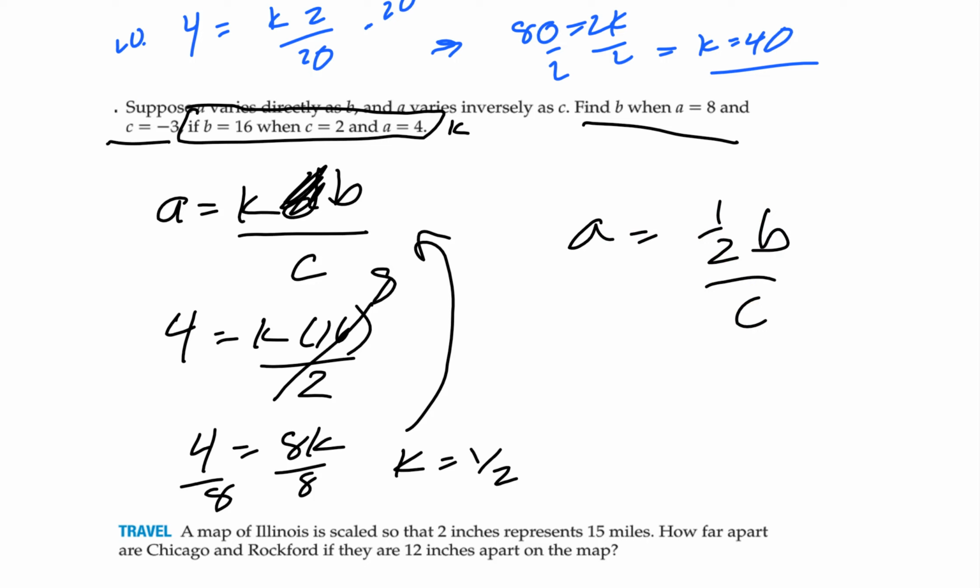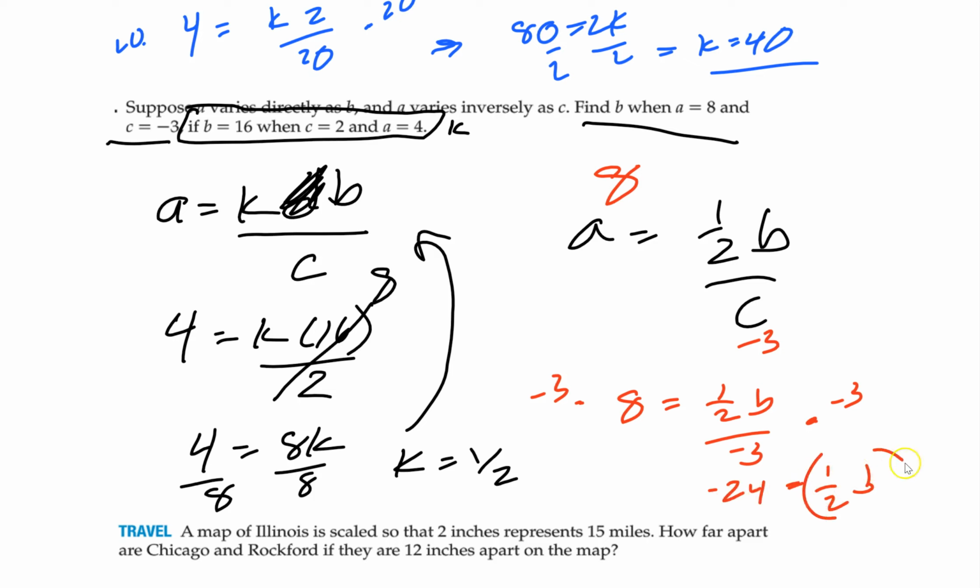And again, once you have that, you're pretty much done. All you gotta do is plug in what they want. They want to find B when A equals 8 and C equals -3. So I have this. Multiply both sides by -3. -24 equals 1/2 B. Multiply both sides by 2. And I get -48 equals B.